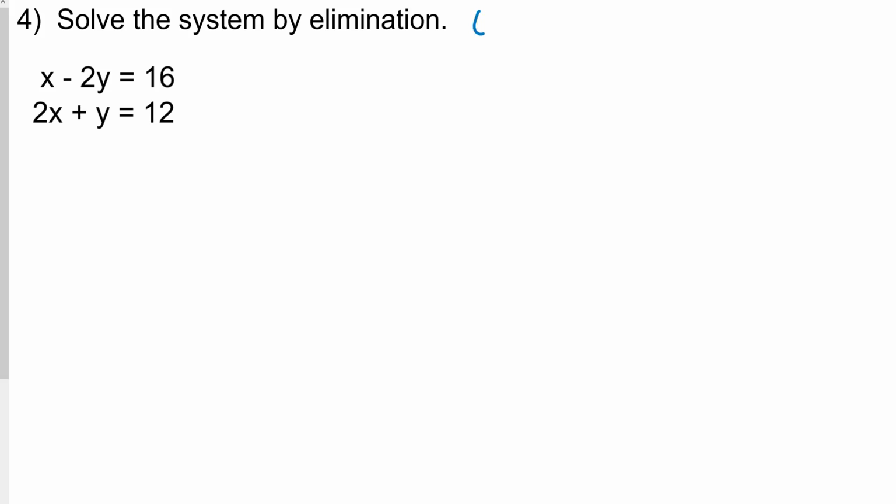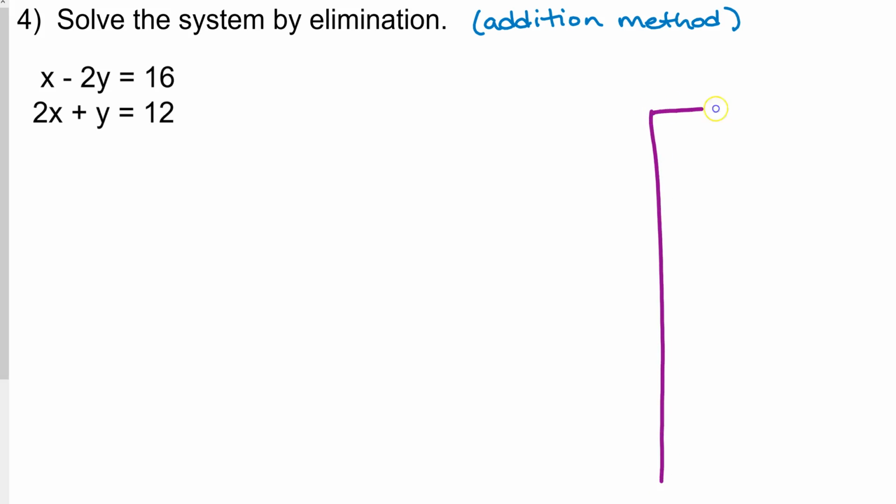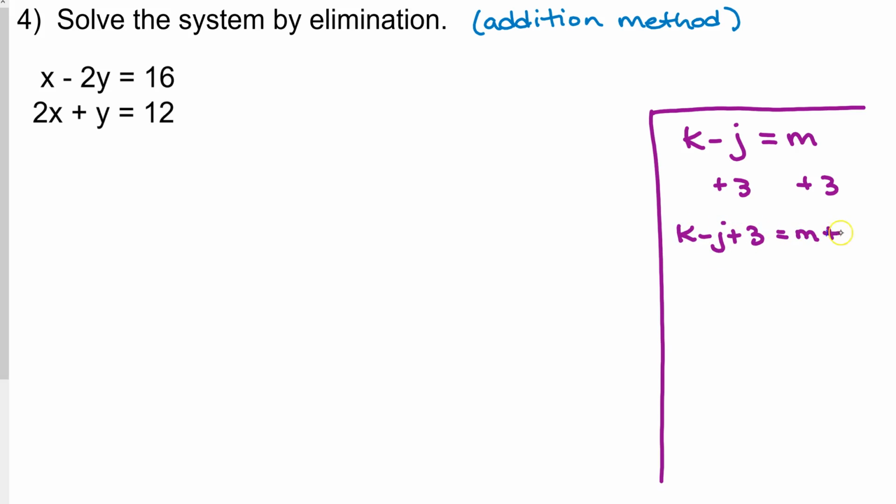Elimination is also known as the addition method or the addition-subtraction method. It has a lot of names. Here's the concept behind this method. If you had an equation like k minus j equals m, you could add 3 to both sides, right? And it's still a balanced equation. That's just a very elementary equation solving concept.